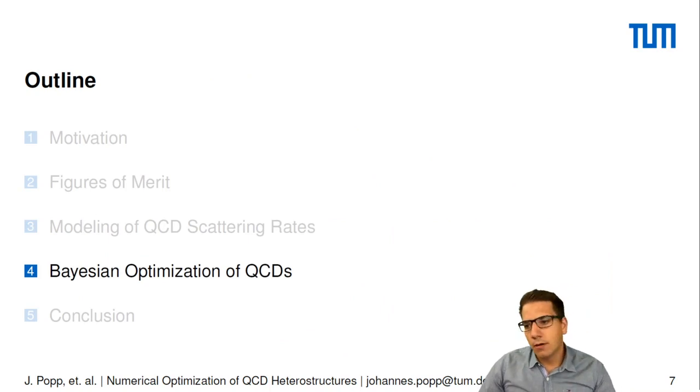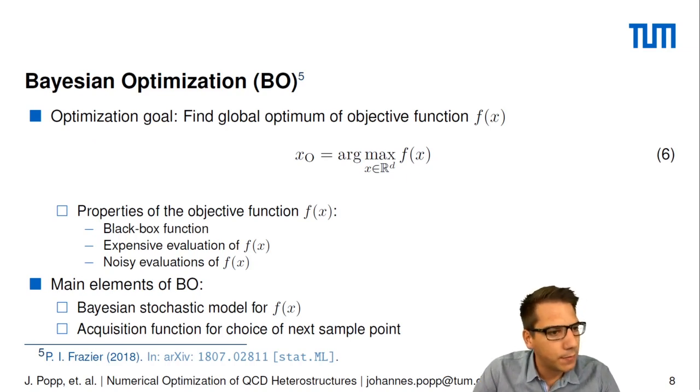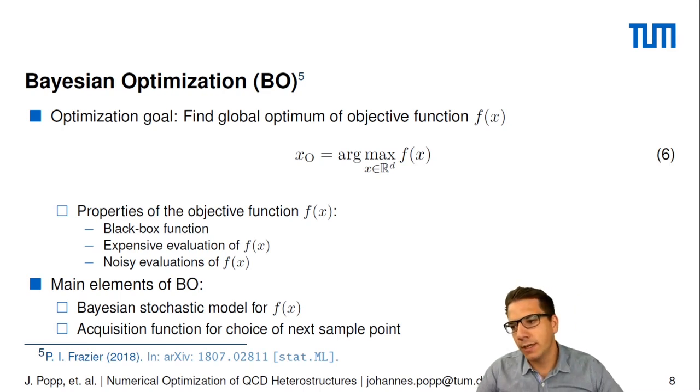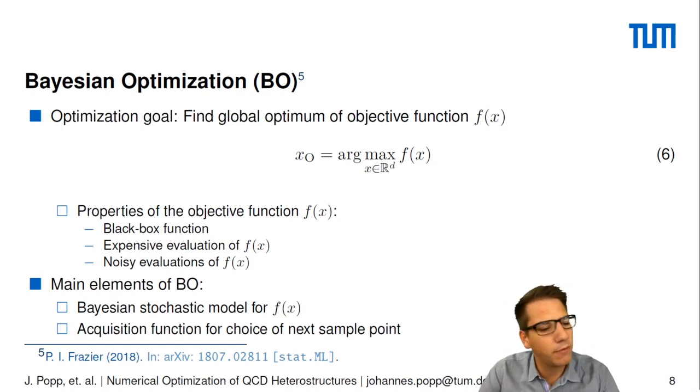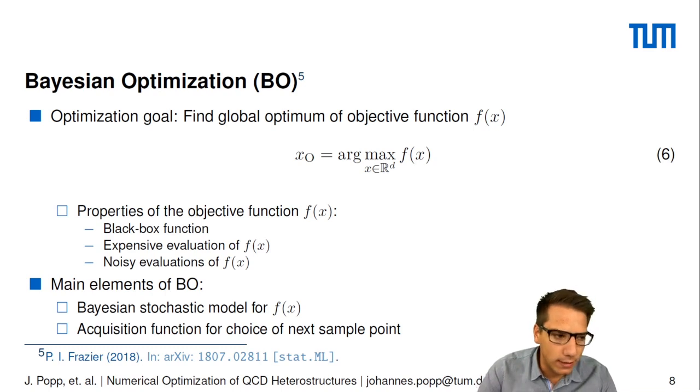Now we come to our Bayesian optimization tool for QCDs. The aim of this work is to find the global optimum of our objective function. So we want to find input parameters for which we can optimize our merit function. The problem of this objective function is that it is a black box function. The evaluation is expensive, so the simulation time and resources are high, and the outputs can be noisy.